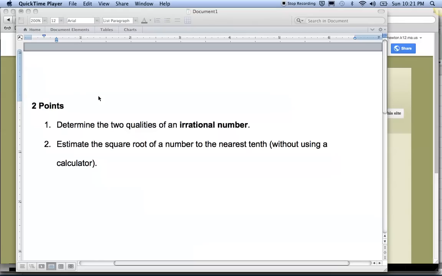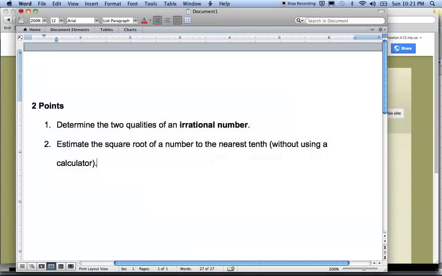There are 2 points to tonight's homework. Determine the two qualities of an irrational number. After we've done that, we're going to estimate the square root of different numbers to the nearest tenth. No calculators. So to start, let's find the worksheet that you need to fill out for the homework.